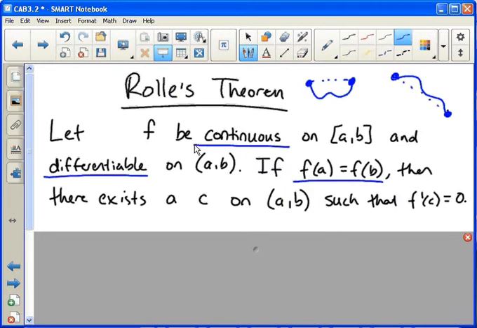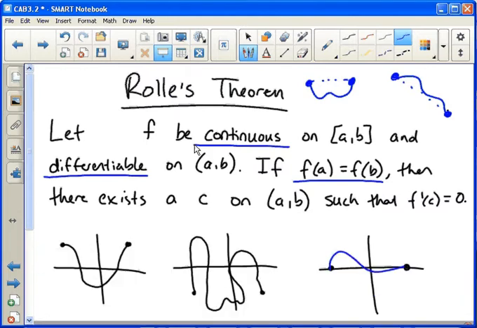So there's three stipulations for Rolle's theorem. The first is that f is continuous. The second is that f is differentiable. The third is that the endpoints have the same y value. Now, if those three things are true, then somewhere on that interval, the derivative is equal to 0.